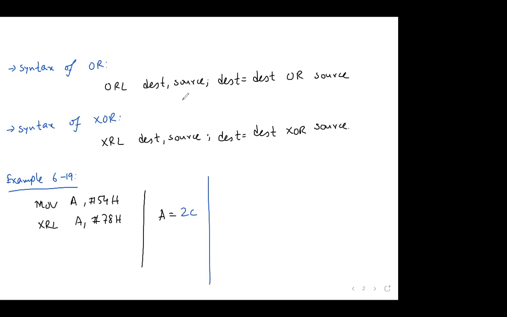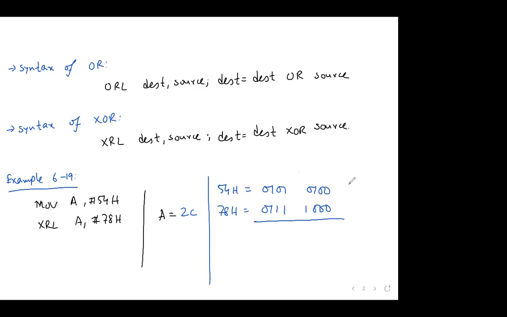So you have got 54H. Convert this 54H to binary. You get 0101 0100. You can do this conversion, you can use your calculator. And 78H will be 0111 1000.